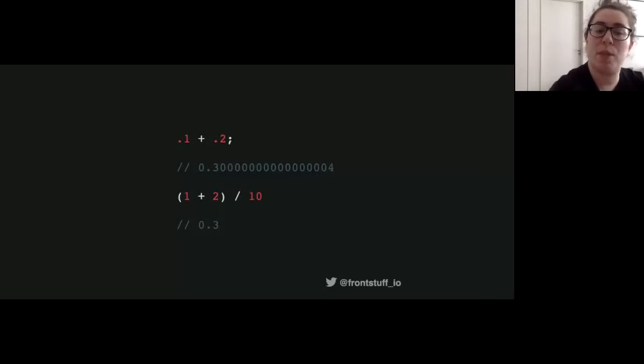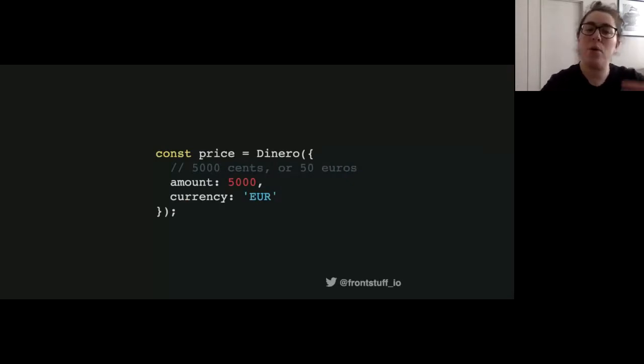They are immune to that problem. So you can do 1 plus 2 and then divide the result by 10, and you will get the right amount, the amount that you expect. And so in Dinero, we avoid that issue by requiring that you represent amounts with integers in minor currency units.